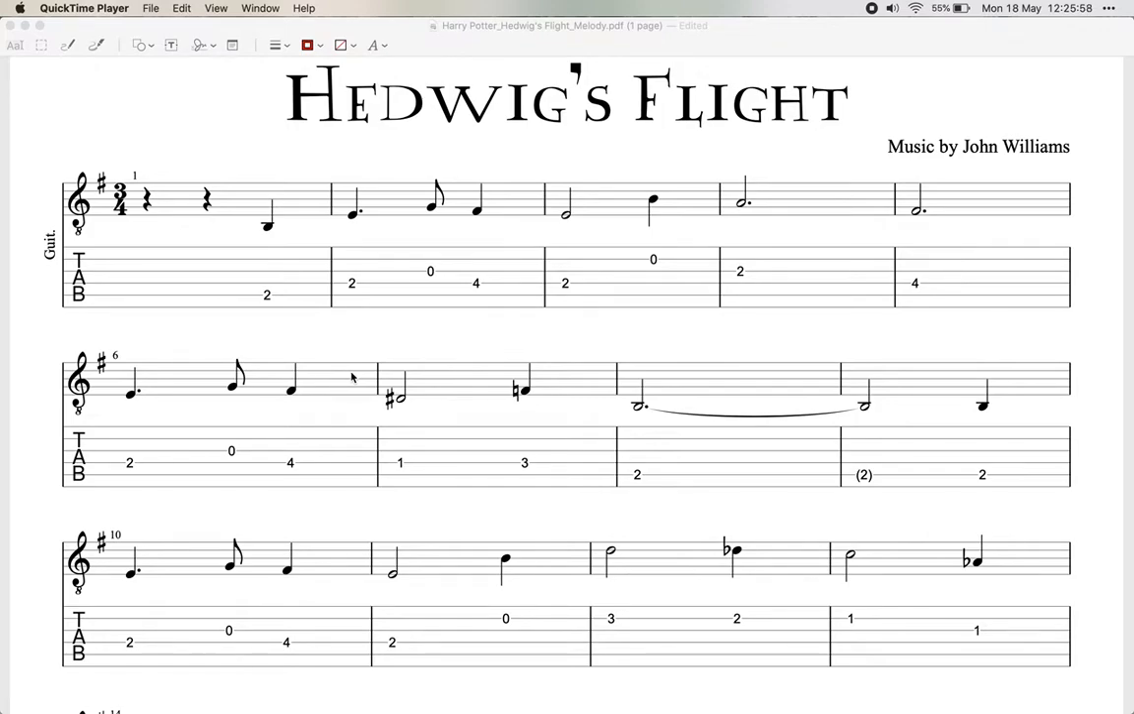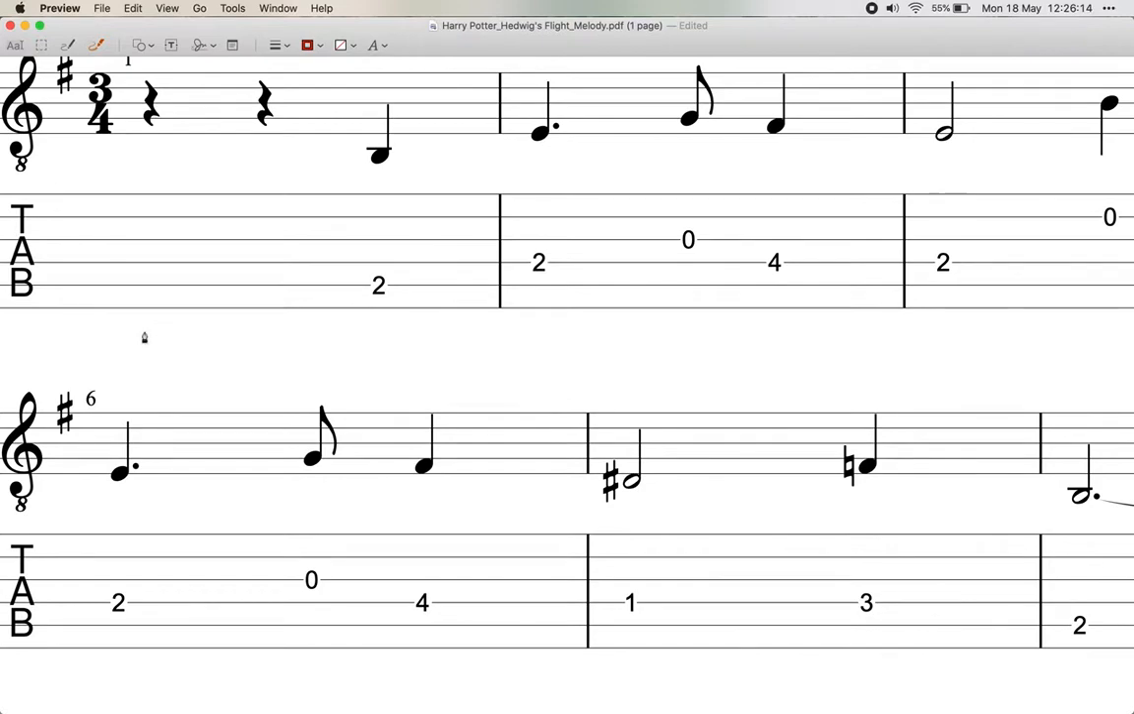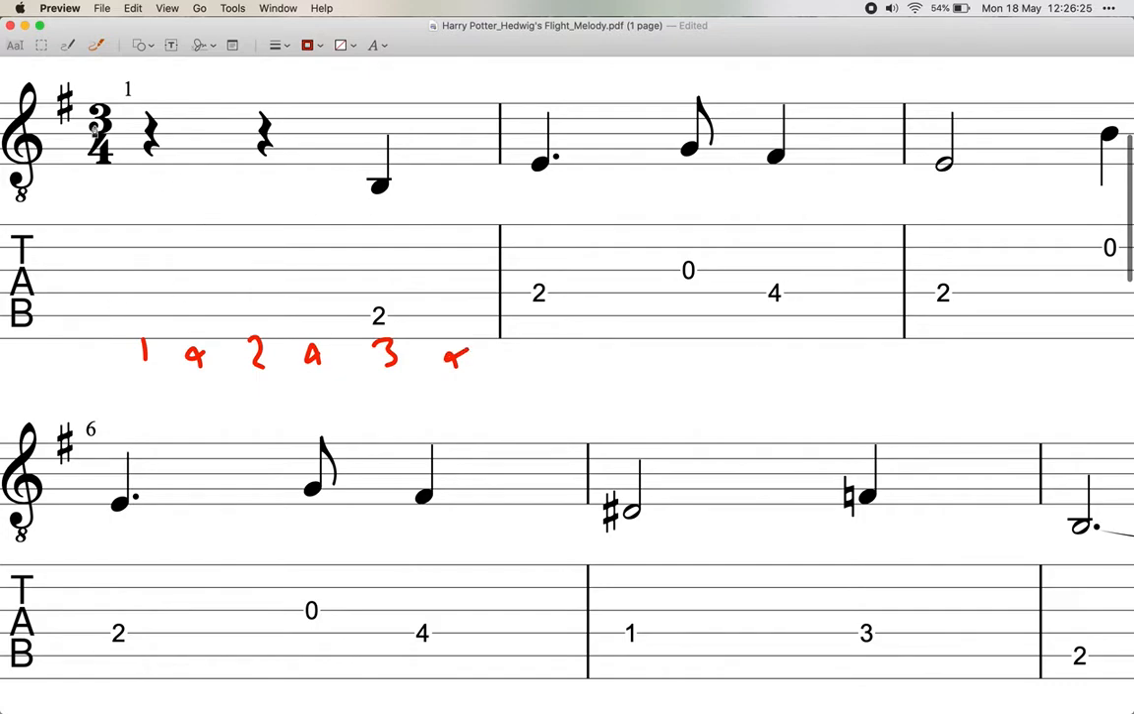Right. So, the first thing that we need to know in this piece is the way that we count it. Now, we're going to count this piece in the following way. We're going to count 1 and 2 and 3 and, okay? Now, why not 4? Because if we have a look at this time signature here, we can see that the top number is 3, and the top number in any time signature tells us how many beats there are in a bar before we start again.